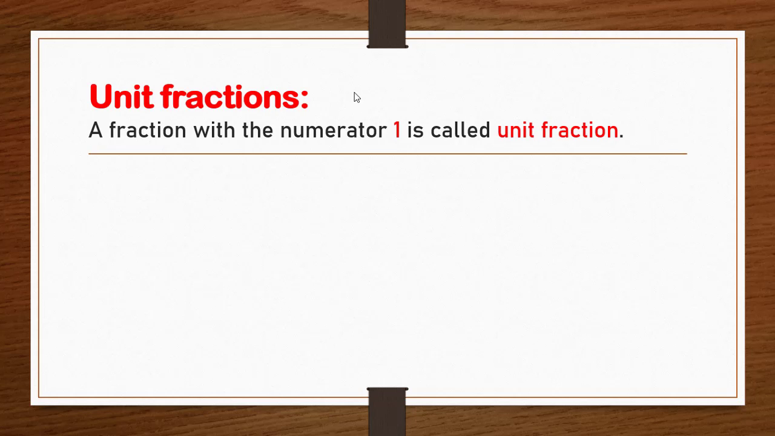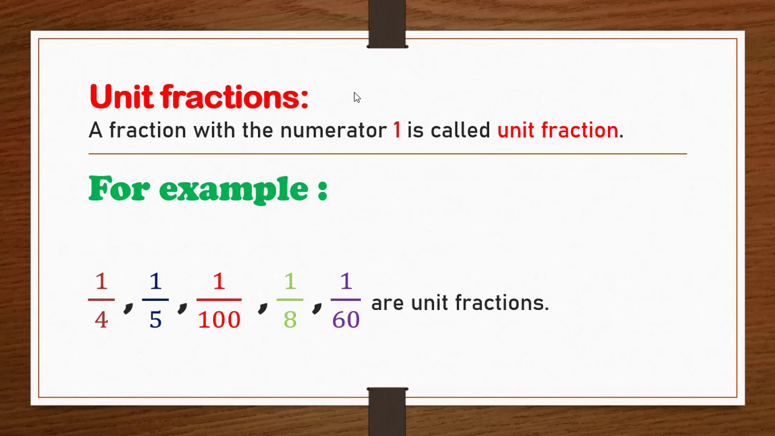So the definition of a unit fraction is: a fraction with the numerator 1 is called a unit fraction. वो फ्रैक्शन जिसमें न्यूमरेटर 1 हो उस फ्रैक्शन को हम क्या बोलेंगे? यूनिट फ्रैक्शन. For example, 1 by 4, 1 by 5, 1 by 100, 1 by 8, 1 by 60 are unit fractions.